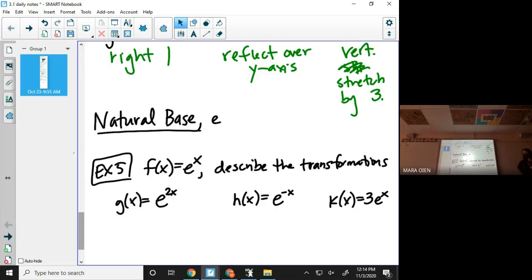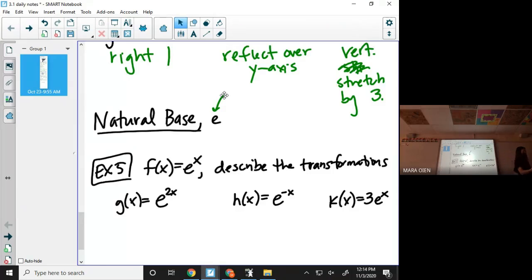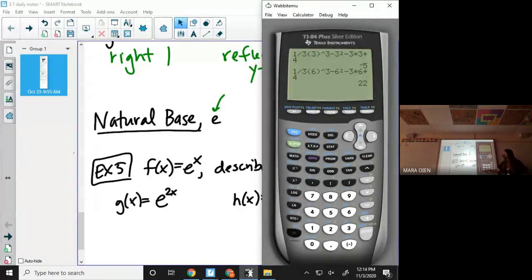In the natural base, that is just truly the number e. Kind of like pi is a number, e is also a number. You would see that if you are on your graphing calculator, there are two places where we have the E button. The E button that I want you to use is right here, and it's located with the natural log, but it's right above it. So if you hit second and then the natural log button, it brings up that E raised to.